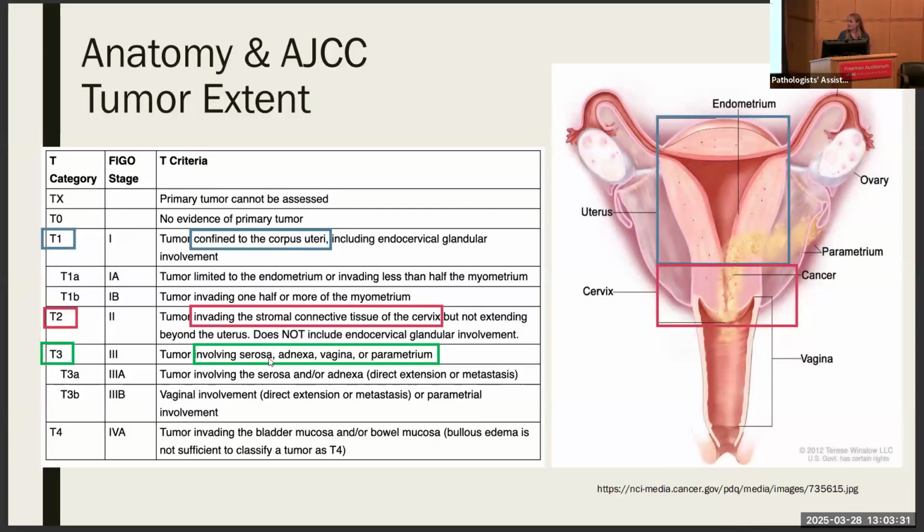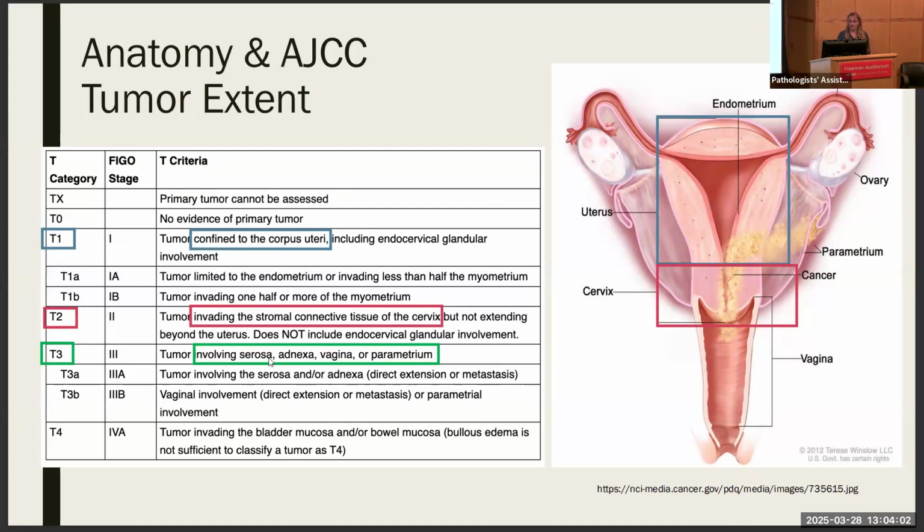So regarding the AJCC, a T1 is confined to the corpus uteri, which includes endocervical glandular involvement. The difference between a T1A and a T1B is the depth into the myometrium. If a tumor invades less than 50% into the myometrium, it'll be a T1A. And if it extends further than 50% of the thickness of the myometrium, it will be a T1B.